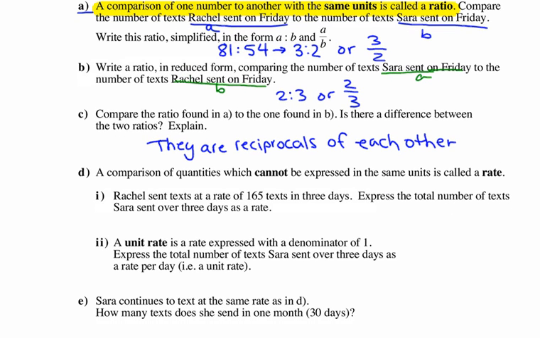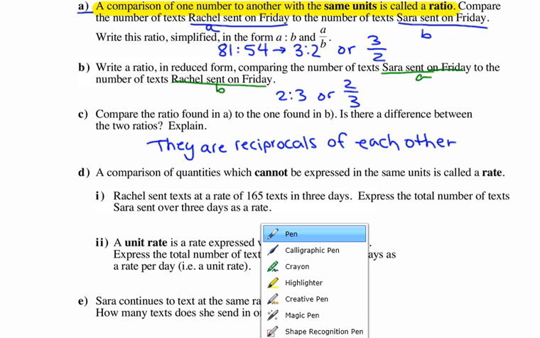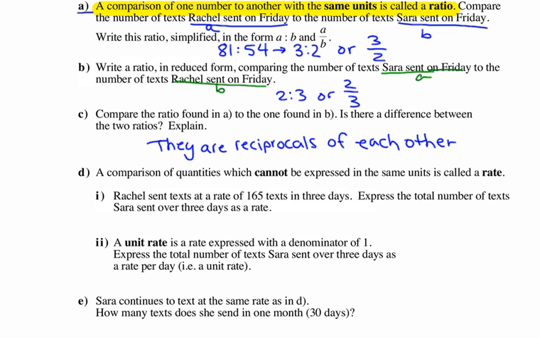The comparison of quantities which cannot be expressed in the same unit is called a rate. So if they're not the same unit, that's a rate. I'm going to highlight this because that's an important one. Examples are kilometers per hour, meters per second, how many phone calls per person. Those are all rates because they don't have the same unit. So Rachel sent texts at a rate of 165 texts in 3 days. Days and texts aren't the same unit.